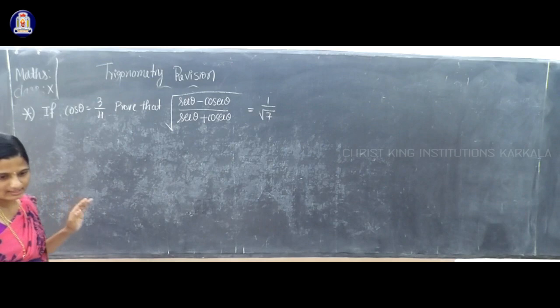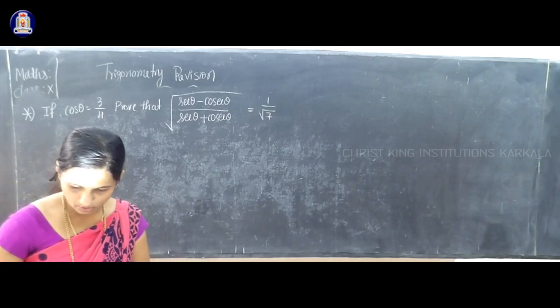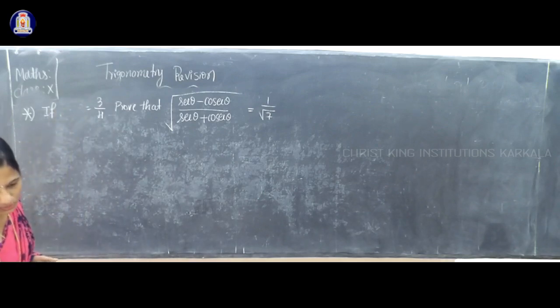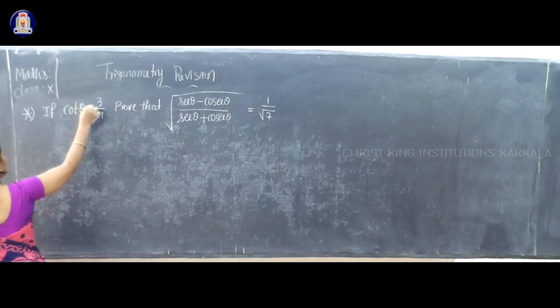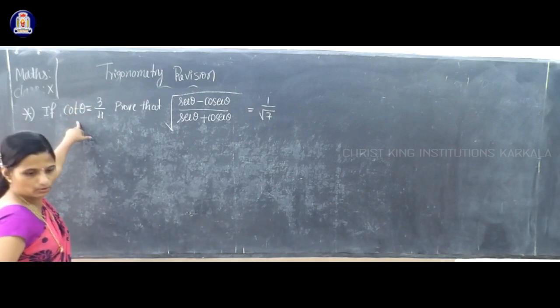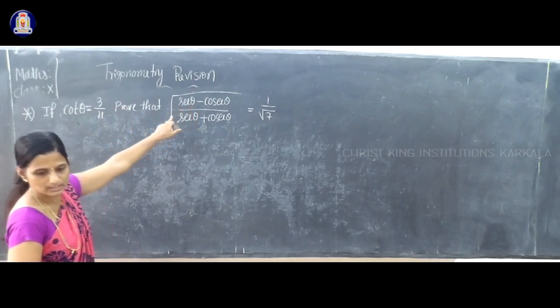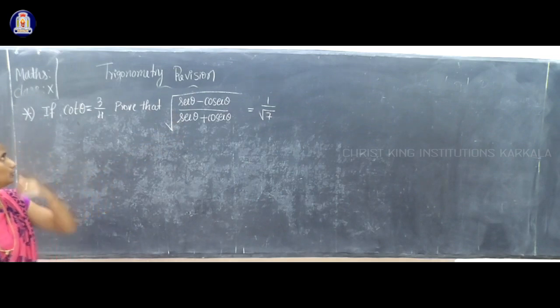Next, if cot theta is equal to 3 by 4, then find the square root of secant theta minus cosecant theta, divided by secant theta plus cosecant theta, which is equal to 1 by root 2.